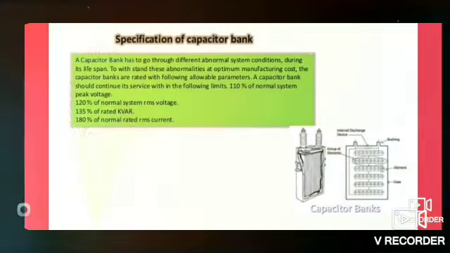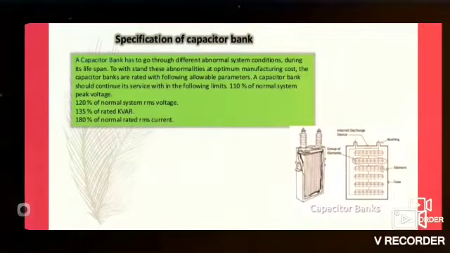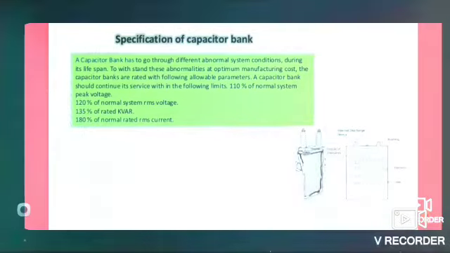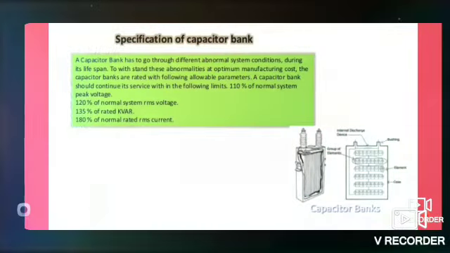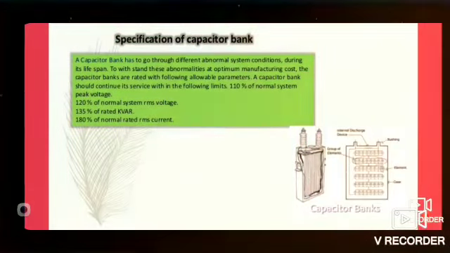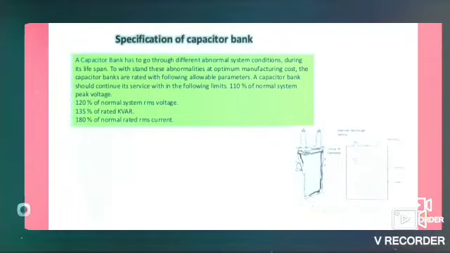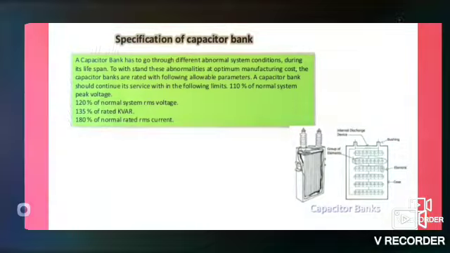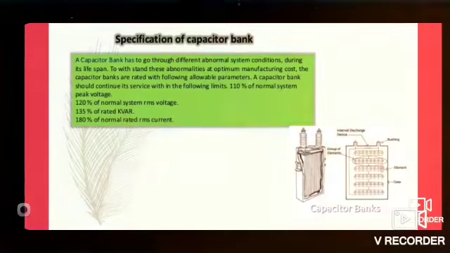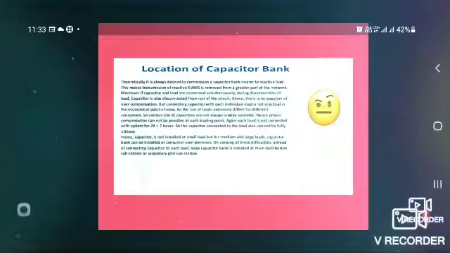Then, specification of capacitor bank. A capacitor bank has to go through different abnormal system conditions during its lifespan. To withstand these abnormalities at optimum manufacturing cost, the capacitor banks are rated with the following allowable parameters. The capacitor bank should continue its service within the following limits: 110% of normal system peak voltage, 120% of normal system RMS voltage, or 135% of rated kVA, or 180% of normal rated RMS current.